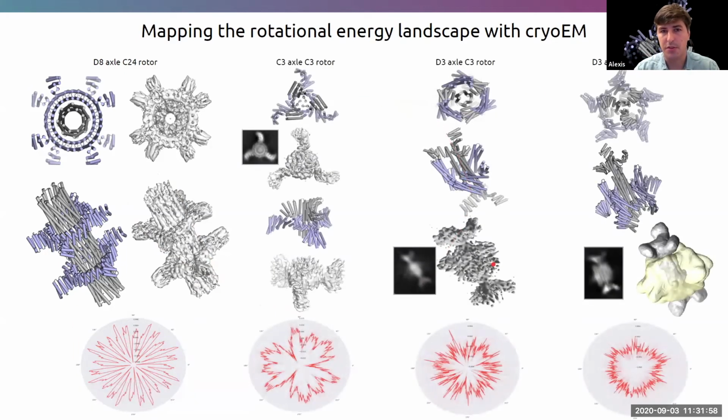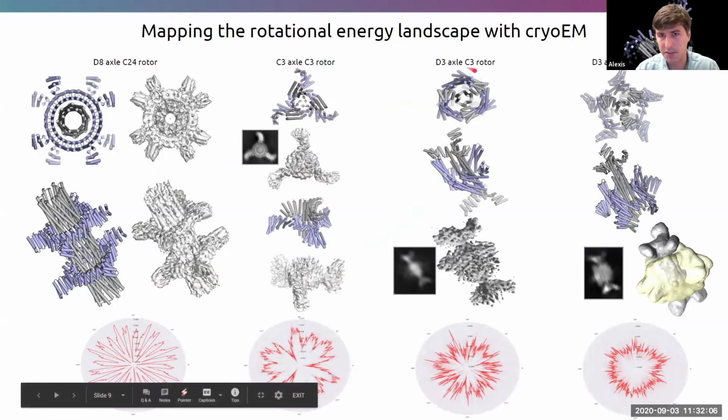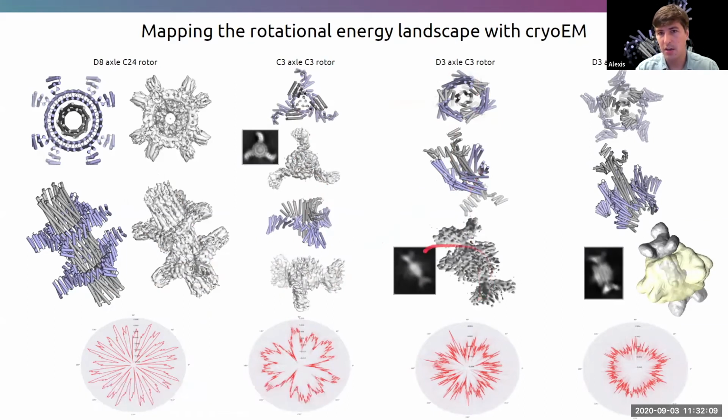Here are other examples of such rotor complexes. Here we have a C3 axle with a C3 ring with cryo-EM again. This is a D3 axle with a C3 ring around it, again some very nice cryo-EM. And here you have a D2 axle with a C5 ring. Interestingly, we found that for some of these systems, the cryo-EM could show us some structures, but we are having a very hard time trying to refine the data because the parts are moving a lot, and so we get this kind of blurry picture of the whole complex.